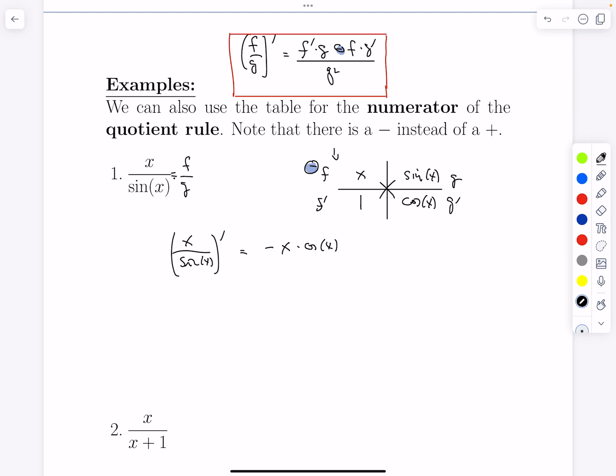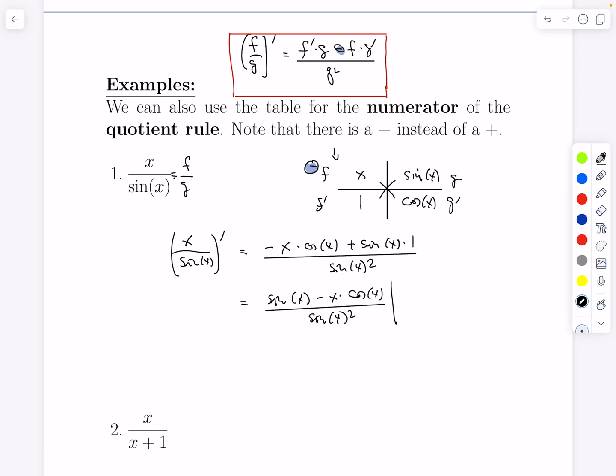I start here, you could start on the other side also, plus sine x times 1 over, careful, G squared, so sine x squared. And then we make it a little bit nicer. Sine x times 1 is sine x, and we swap it around. Sine x minus x times cosine x over sine x squared. And that's it.